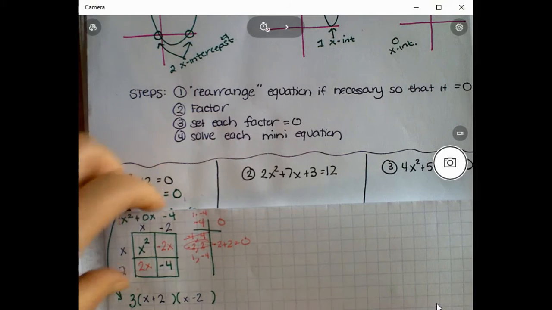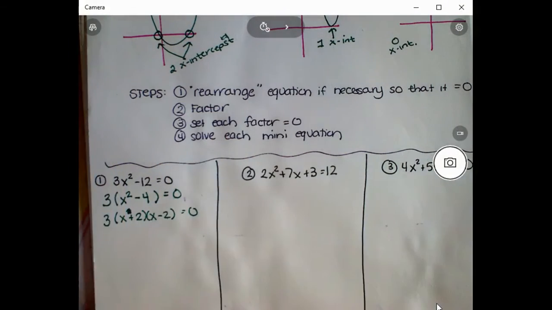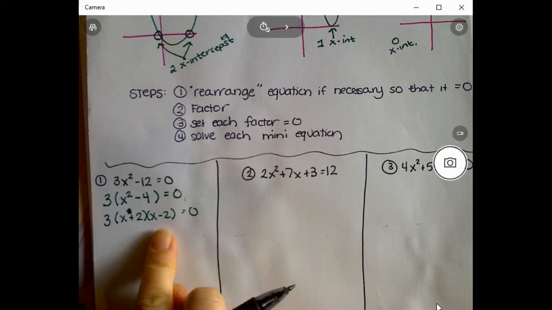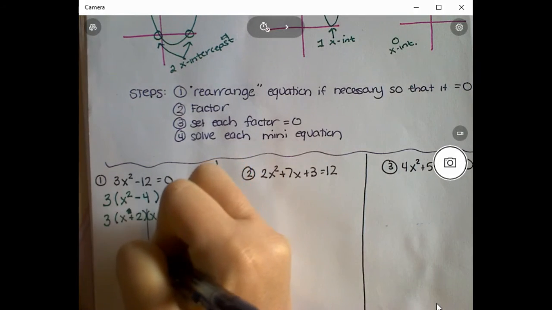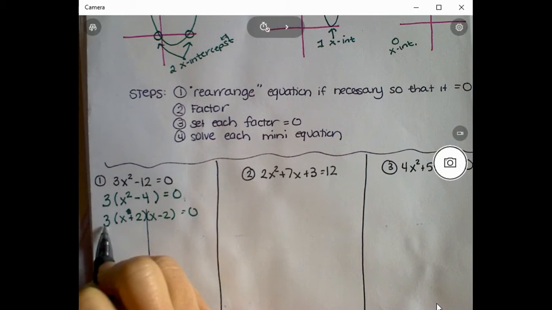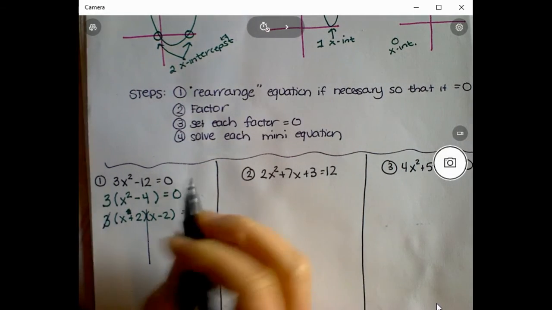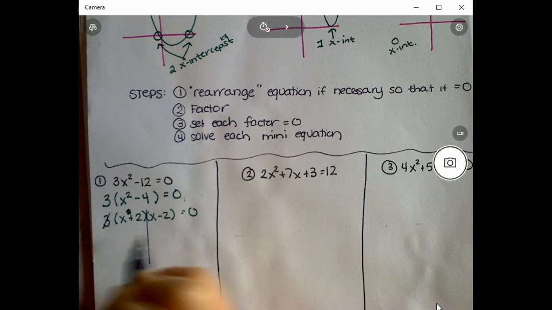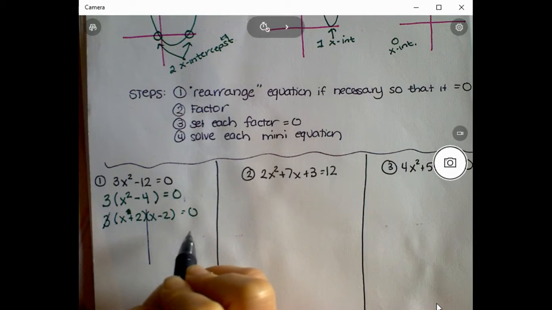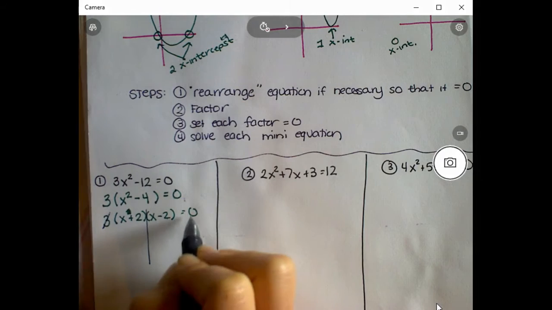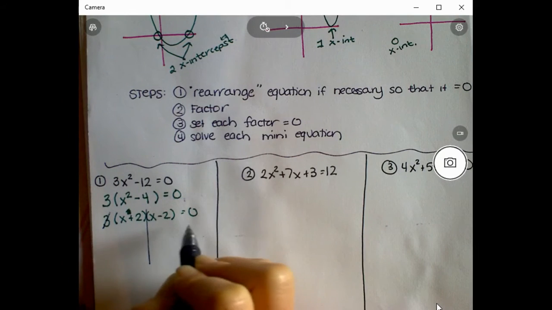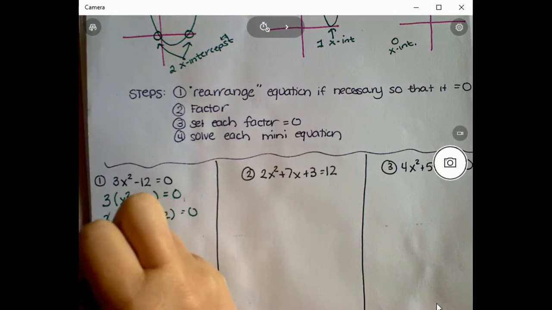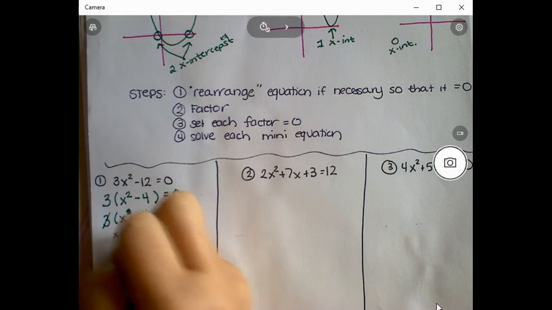I'm going to move that now and start back here. So now we have this problem completely factored. And what we're going to do is set each factor equal to 0. The 3, we cross it off. The reason for that is because we could divide this entire side by 3 and divide this entire side by 3. And 0 divided by 3 equals 0. And so it doesn't really make a difference in the end. So we're going to set each factor equal to 0.